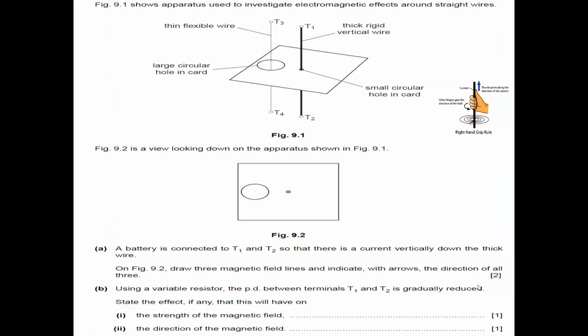Is it clear till this point, about how the current produces a magnetic field and what the patterns are? Anyone having a doubt or a question? Okay. No, sir. Clear. Okay.